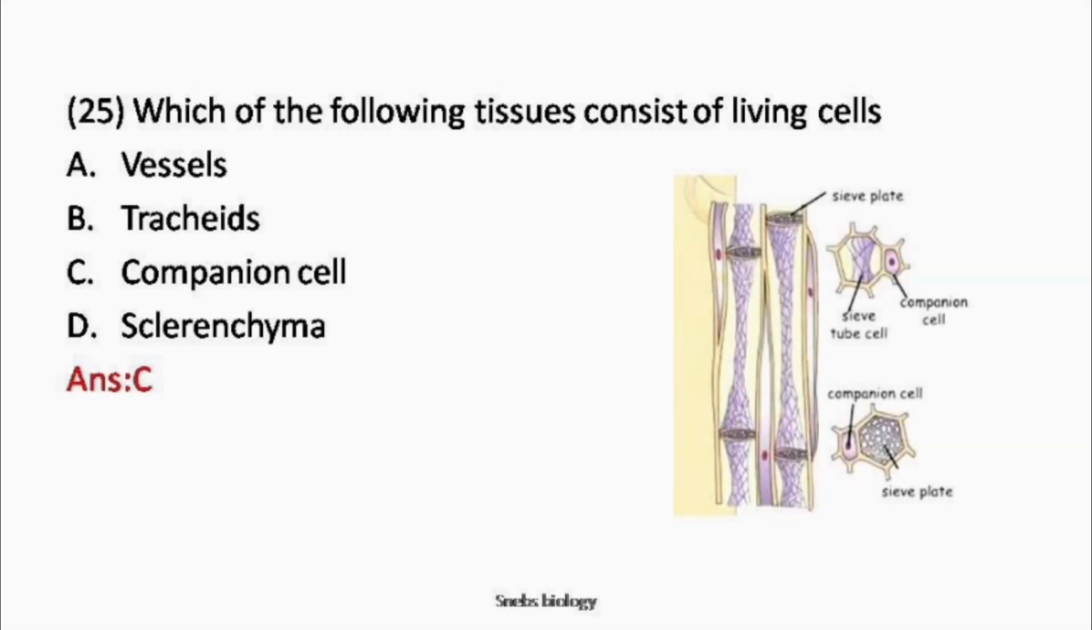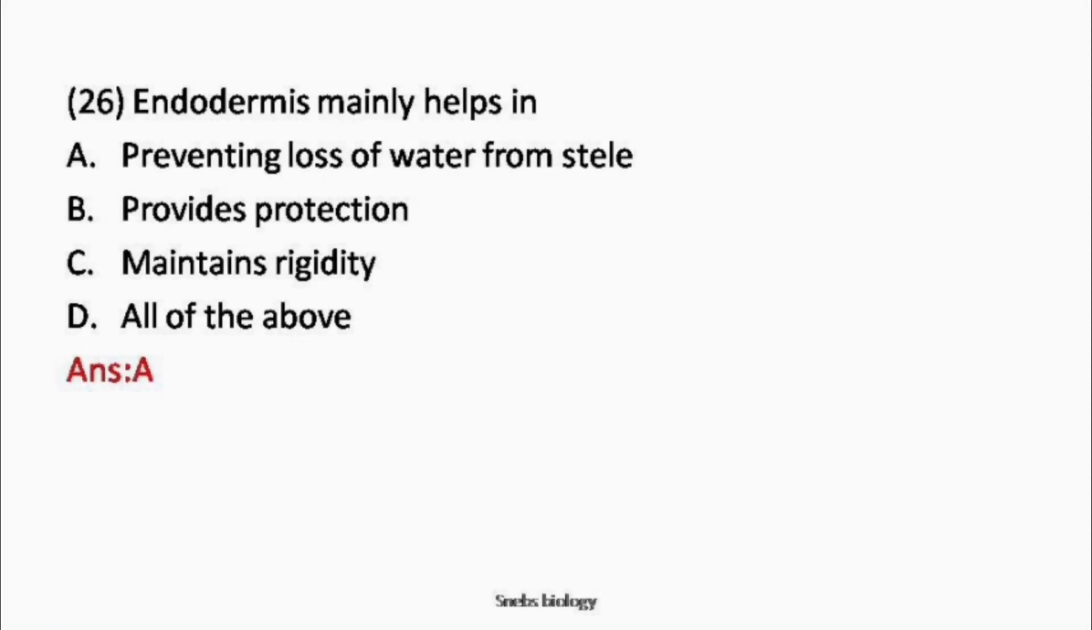Next, question number 25. Which of the following tissues consist of living cells? Option A vessels, option B tracheids, option C companion cells, option D sclerenchyma. So the correct answer is companion cell. Companion cells are present between sieve tubes in the phloem of angiosperms. These are living cells with a large nucleus that controls the activity of non-nucleated sieve tubes. Okay.